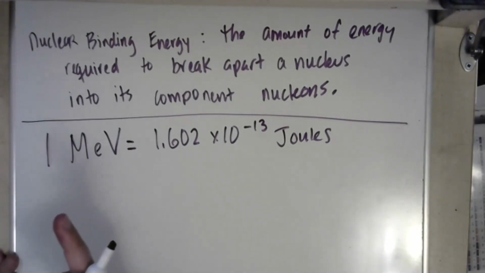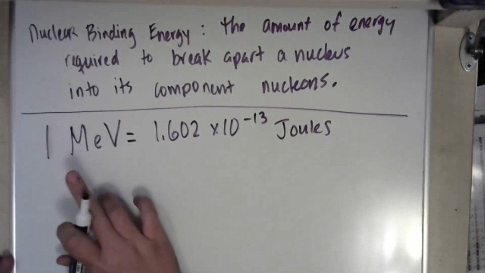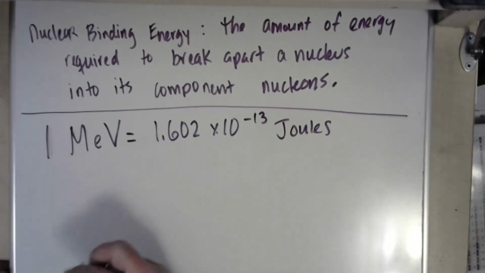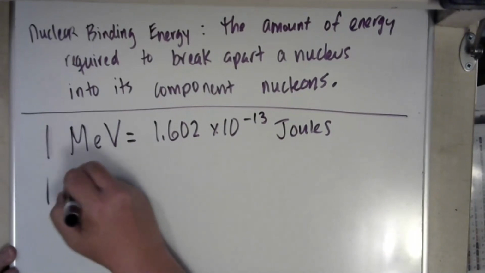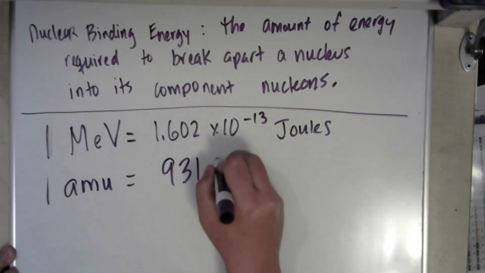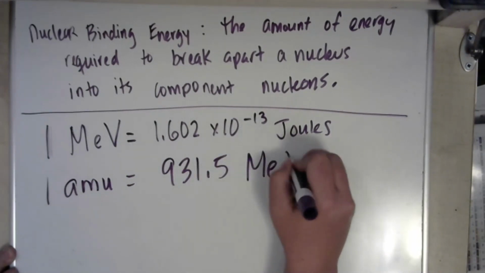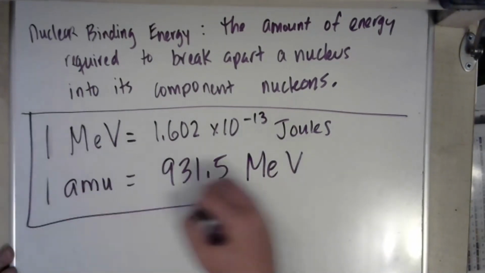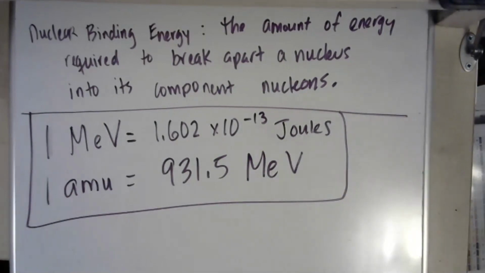Oh, one more conversion. One more mega electron volt conversion is that for every 1 atomic mass unit, that's going to be equal to 931.5 mega electron volts. Both of these conversions are in your textbook, if you want to look around at that section.